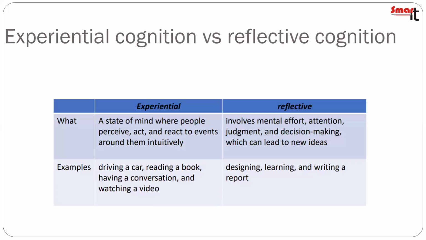Right. In cognition, there are two main types: experiential cognition and reflective cognition. Experiential cognition is a state of mind where people perceive, act, and react to events around them intuitively. For example, if you drive your car, read a book, or listen to this lecture, you are doing it intuitively, with mindfulness, simply.